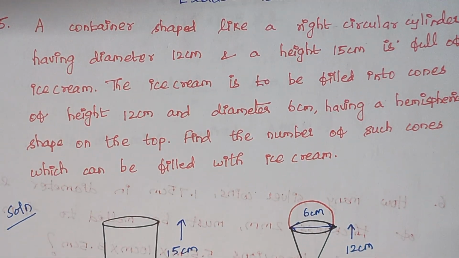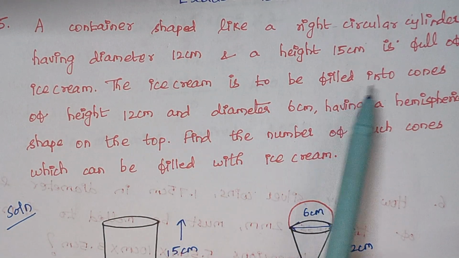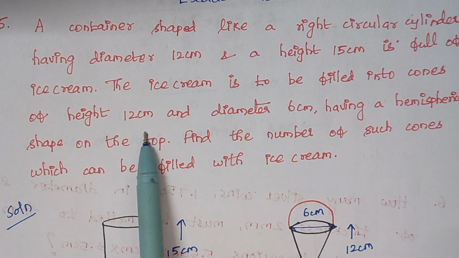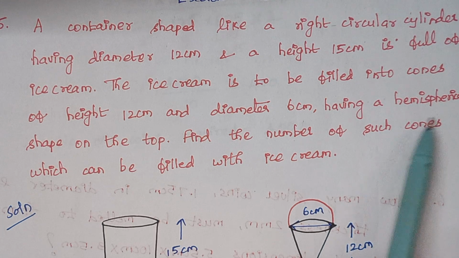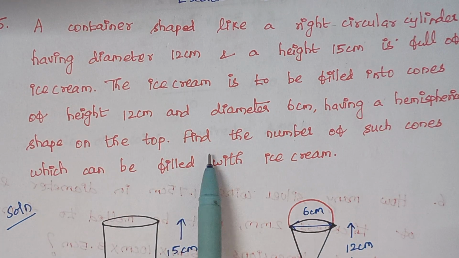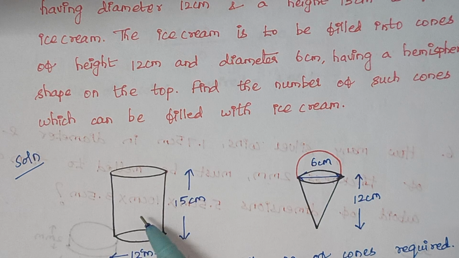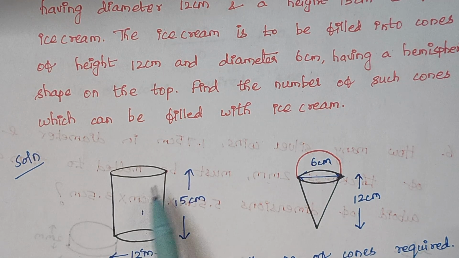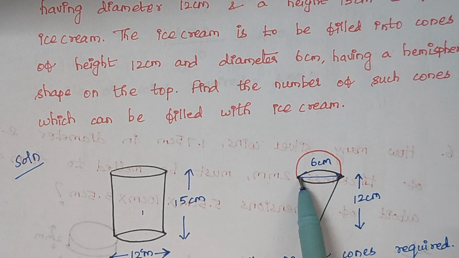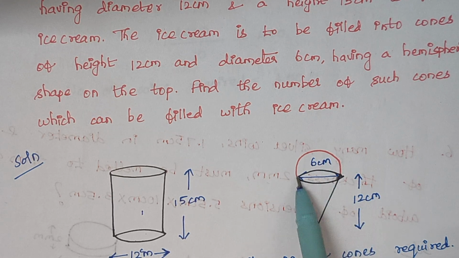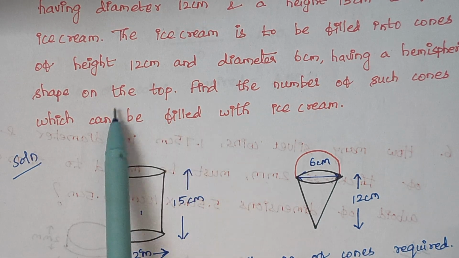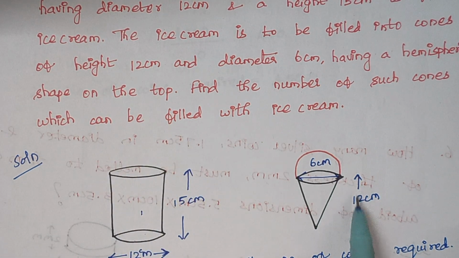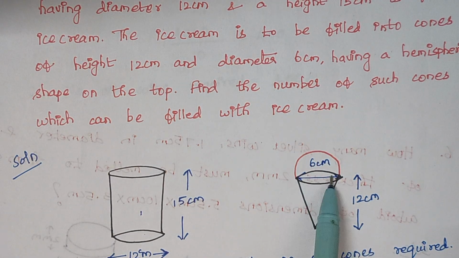Now what happens? The ice cream is to be filled into cones of height 12 centimeter and diameter 6 centimeter having a hemispherical shape on the top. So we are filling ice cream from this cylinder to a cone, right, whose top portion is covered with a hemisphere. So here what is the height? Height is 12 centimeter and what is the diameter? The diameter is 6 centimeter.